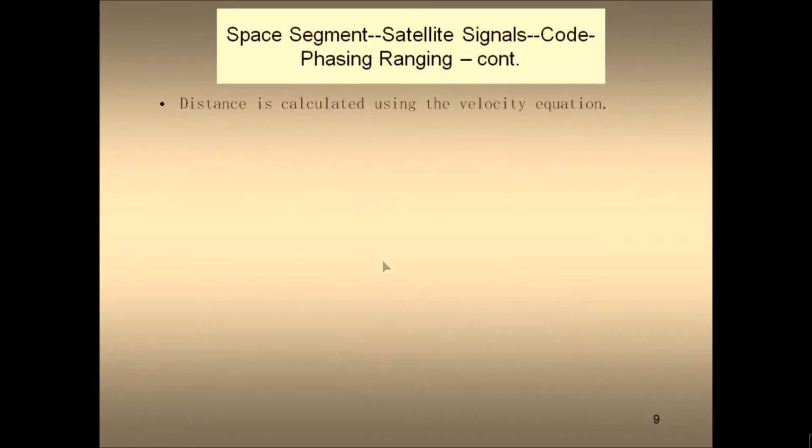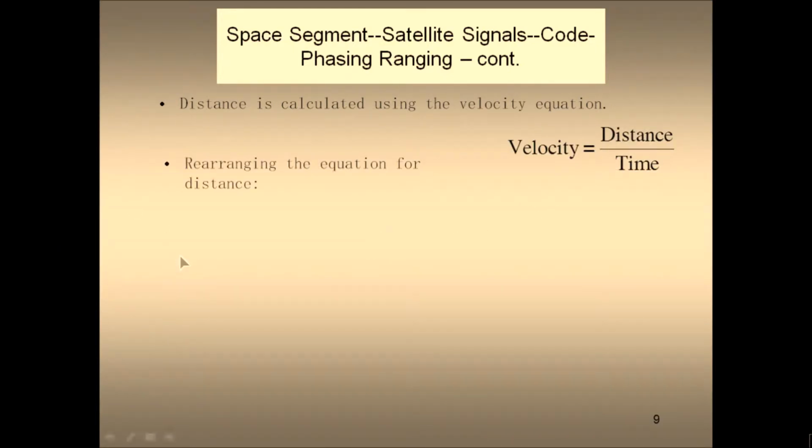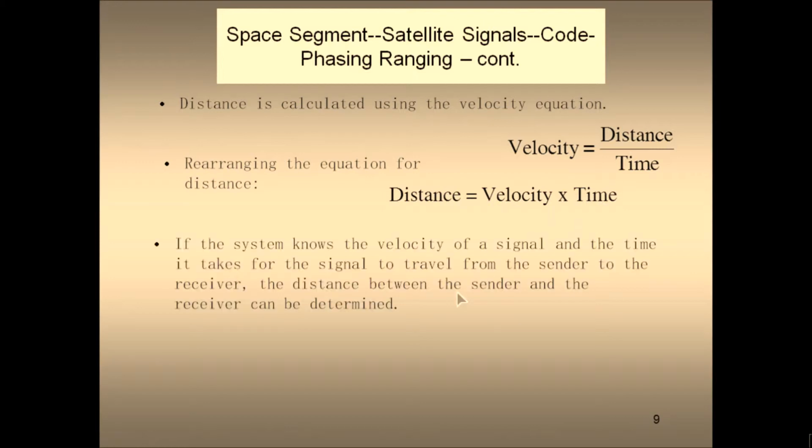Distance is calculated by a simple formula, which is velocity equals distance divided by time, and distance is calculated by velocity times time. So if the system knows the velocity of the signal and the time it takes for the signal to travel from the sender to the receiver, the distance between the sender and the receiver can be determined.